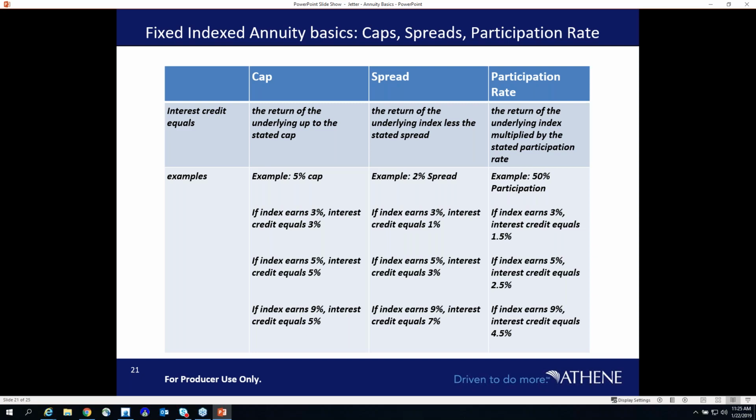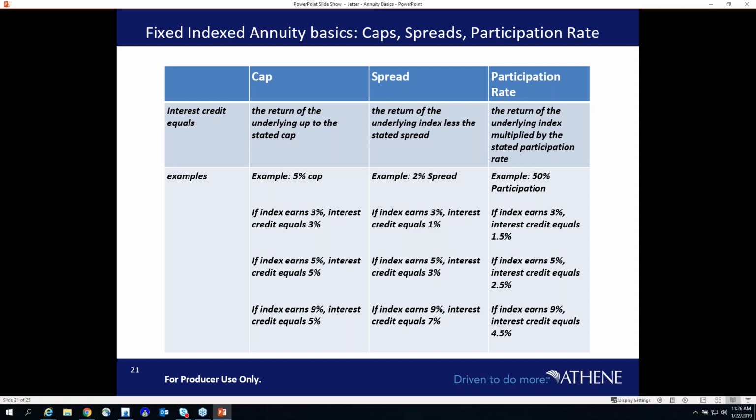Then we also have a spread. The spread, the interest credit equals the return of the underlying index less the stated spread. So on this one, a spread, I like to think of it kind of as a hurdle rate, guys. So let's look at the example. If you have a 2% spread and the index returned 3%, the spread's going to go to the insurance company and the client gets what's left. So if they earn 3%, they would get a 1% credit. If, again, the client earned 5% and there was a 2% spread, they would earn 3%. If they earn 9% with a 2% spread, they'd end up getting 7. So the spread just comes off the top, and whatever is left is what the client earns in a spread scenario.